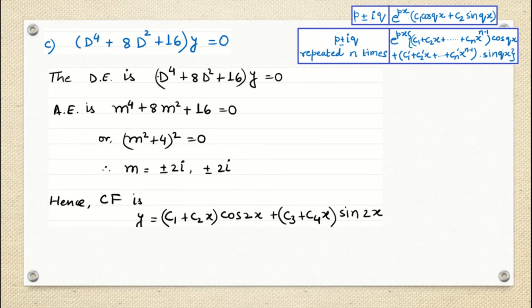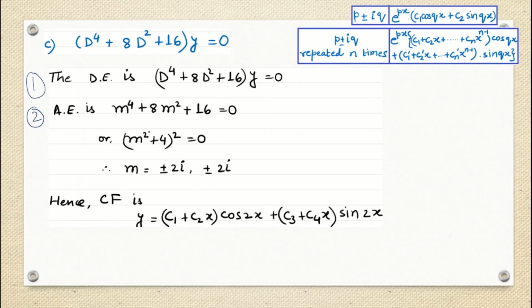Okay, now the third question. Here D^4 plus 8D^2 plus 16, y equals 0. So the question is already given in D notation. So the first step is already done, since D is given to us. The second step is we are going to write the auxiliary equation. For that, just replace D with m, and you don't have to add a variable here.